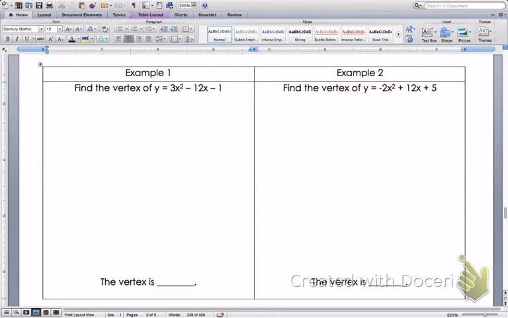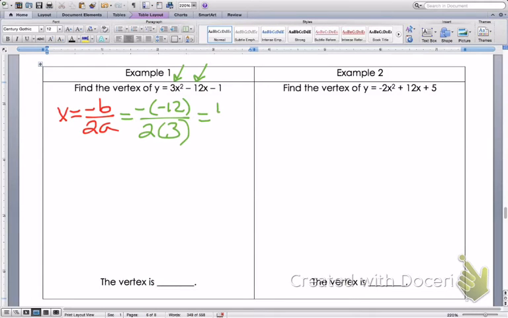So let's go ahead and do example 1. Find the vertex of this equation. Let's find the x value. It's always -b over 2 times a. In this case, our b value is -12. So we're going to have a -12 all over 2 times 3. Remember, this is our a value and that's our b value. And we're just going to go ahead and simplify that. That's 12 divided by 6, which is going to give us a 2. So our x value and our line of symmetry is at 2.